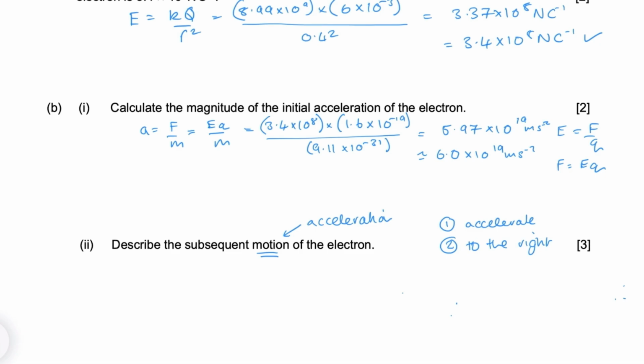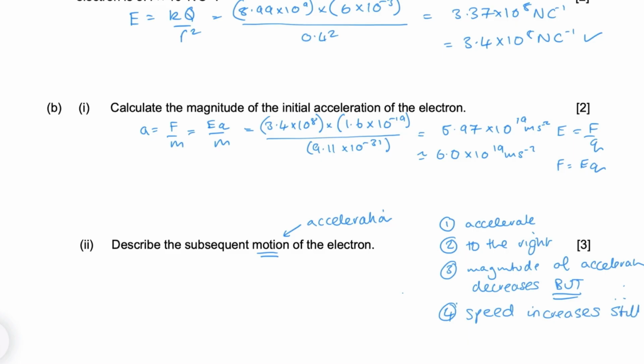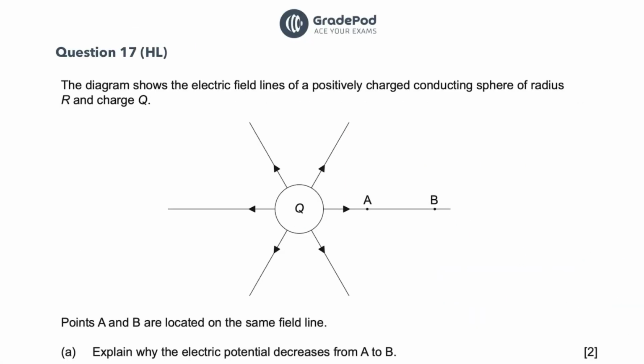The acceleration is going to decrease because the force is going to decrease as it moves away from that charge. So the magnitude of acceleration decreases, but the speed still increases. It's still increasing its speed, it's just not increasing as much because the magnitude of the acceleration decreases. You can put that into sentences if you want, but it'll accelerate to the right. The magnitude of the acceleration will decrease as it moves away from the charge, but the speed will continue to increase. There's your answer. Question 17, higher level.